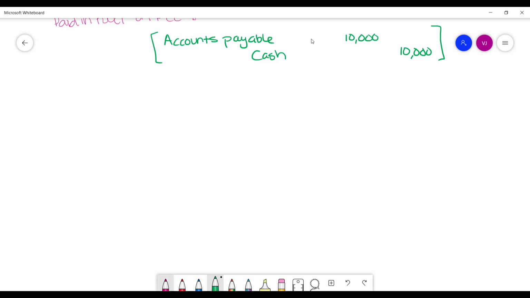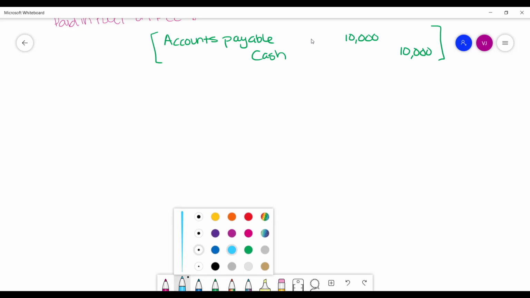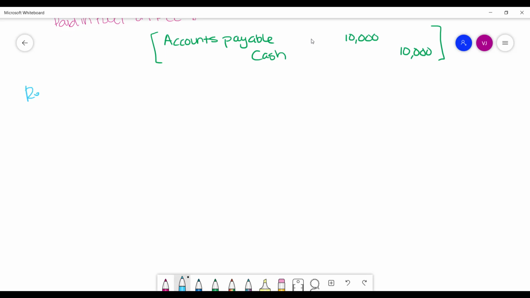All right, now what about when inventory is returned? What about returns of merchandise? Well, if merchandise is returned, you basically treat it as the opposite entry. The entry will look the opposite of what it looked like when you actually purchased the merchandise. So it's the opposite of the entry to record your initial purchase.